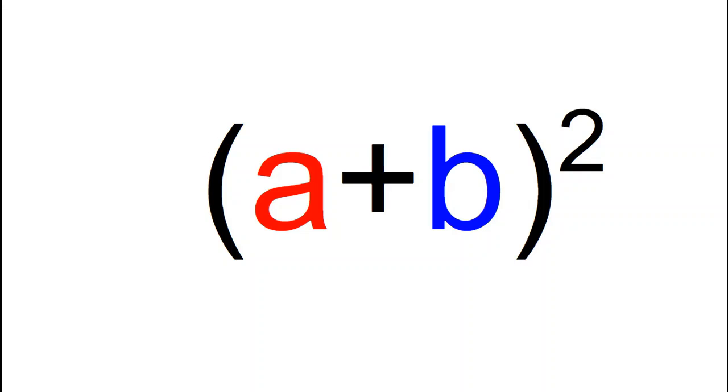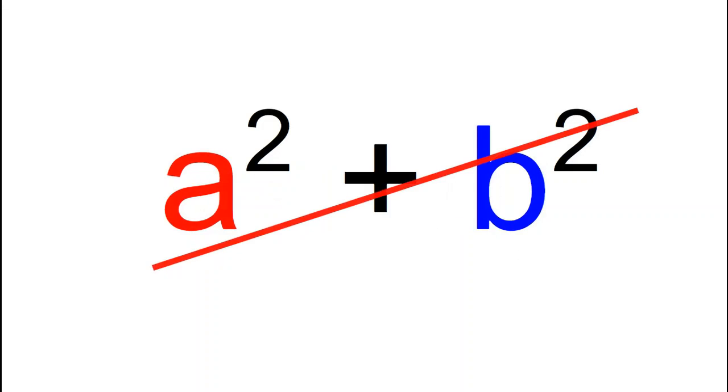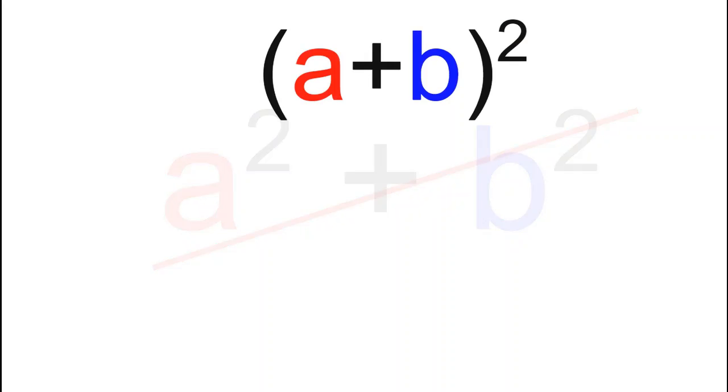Now when students first take a look at (a + b)², their first instinct is to write this as a² + b². However, that is incorrect, and that is the most common mistake made when evaluating binomial exponents. Rather, let's take a closer look at this binomial exponent.